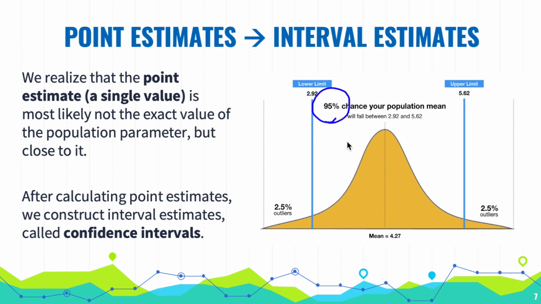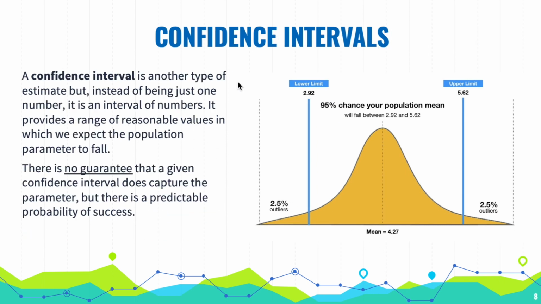We're going to perform some statistical operations. We're going to put some bounds above and below our mean to create a range so that we can say that we're 95% confident that our actual population parameter falls between these limits. So again, this is called a confidence interval. It's another type of estimate, but instead of being just one number, it's an interval of numbers. It provides a range of reasonable values in which we expect the population parameter to fall. Now, there's no guarantee that a given confidence interval does capture the parameter, but there's a predictable probability of success.